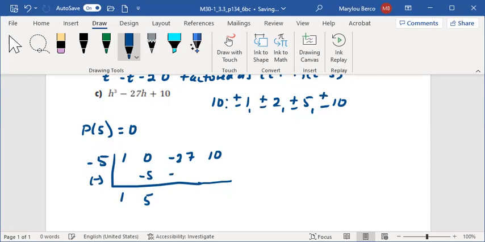5 times 5 is 25. Negative 27 plus 25 is negative 2. And negative 2 times 5 is negative 10. 10 minus 10 is 0.